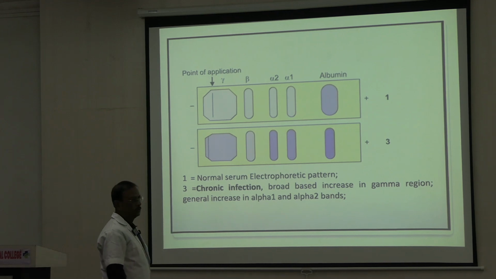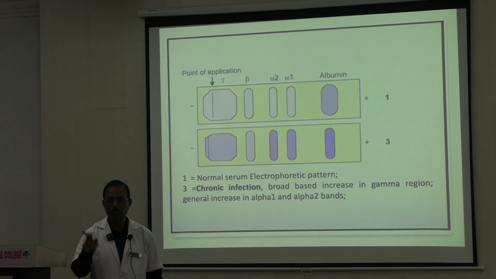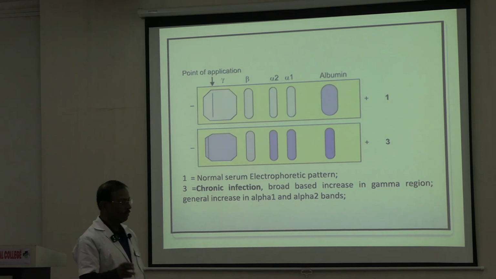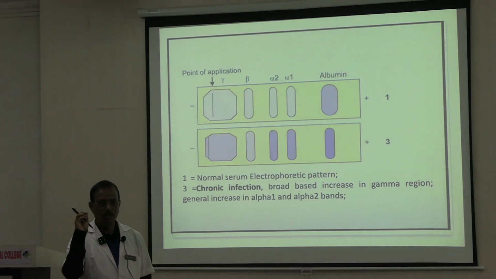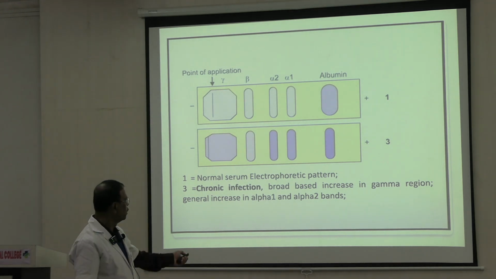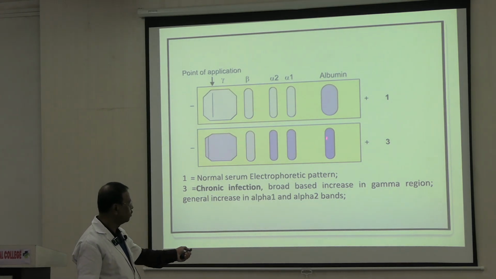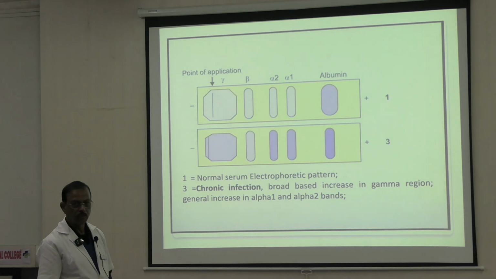Normal electrophoresis, and this is chronic infection. In infection, there will be less formation of albumin. So the band for albumin has become less wide.